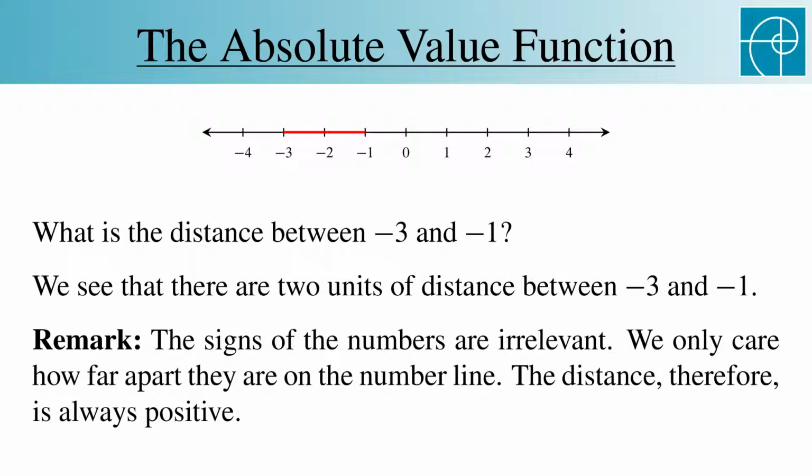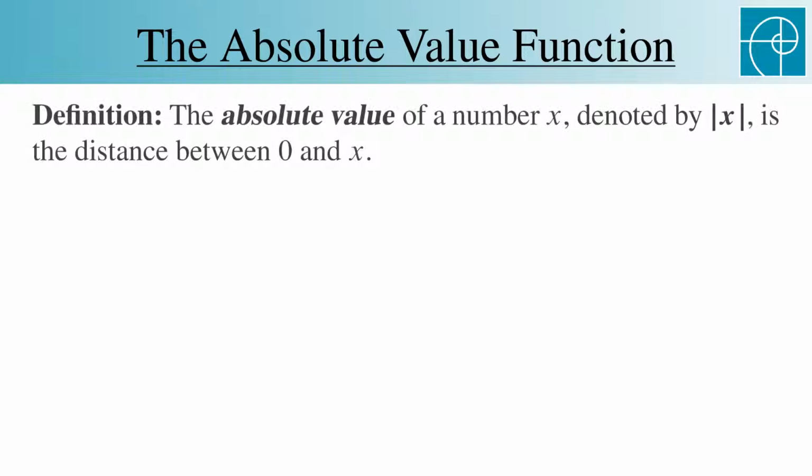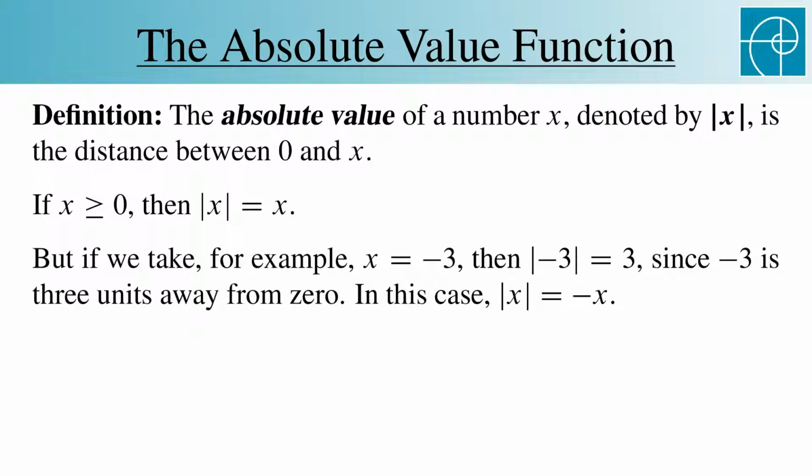This leads us to the definition of the absolute value of a number. The absolute value of a number x, denoted by this notation, is the distance between 0 and x. If x is greater than or equal to 0, then the absolute value of x is simply x. But if we take, for example, x equals -3, then the absolute value is 3, since -3 is 3 units away from 0. In this case, the absolute value of x equals -x.